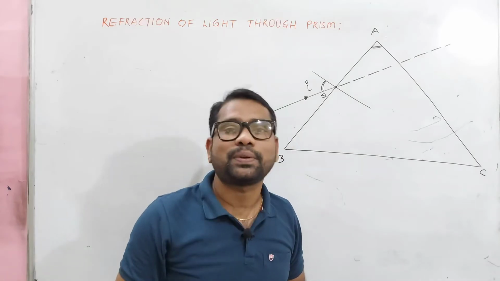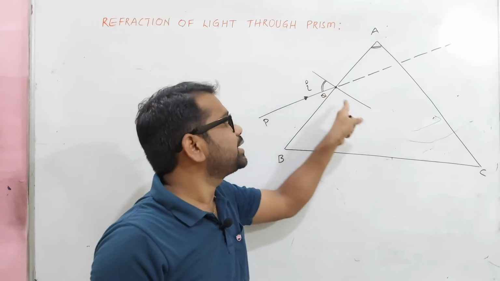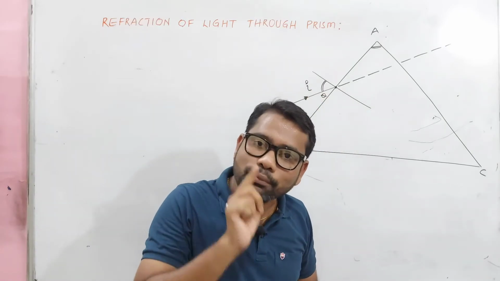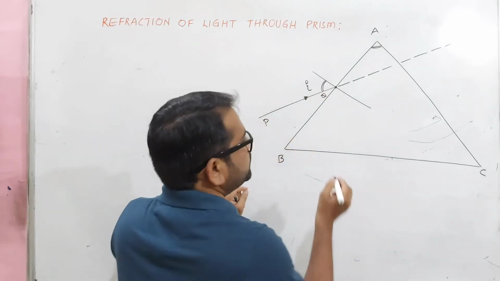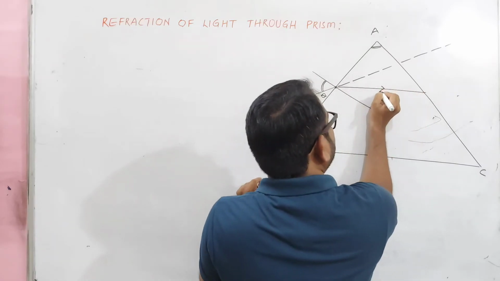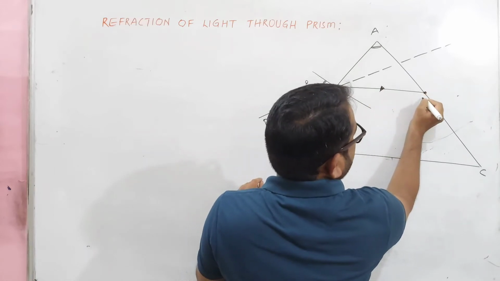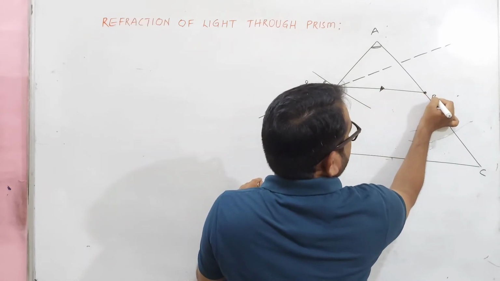But as a prism is present, there is a change in medium, and moreover, it is not a normal incidence. Then what happens? Light ray moves towards the normal. So this is how actually light ray moves towards the normal. So here QR, let us say this point is R. QR is a refracted ray.